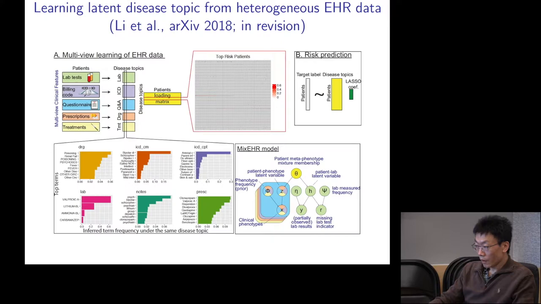In the model that we have developed, we call this MixEHR, or Mixer for short. Instead of taking just one single table, as I mentioned, the EHR is very heterogeneous, so we take many different tables. In this case, there are lab tests, billing codes, and questionnaires. Questionnaires are very often seen in the EHR through our collaboration. Essentially, there are two types of questionnaire.